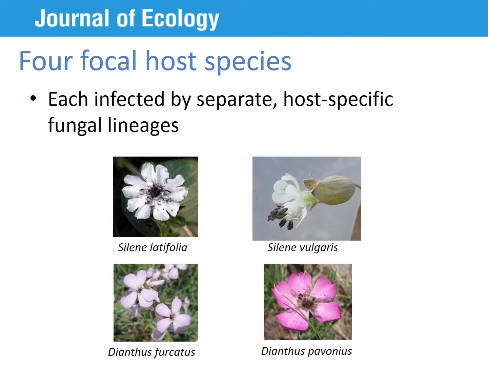We mapped the co-distribution of anther-smut disease on 4 different species: Silene latifolia, Silene vulgaris, Dianthus ficardis, and Dianthus pavonius. Each host species in this group is infected by its own specific anther-smut pathogen.